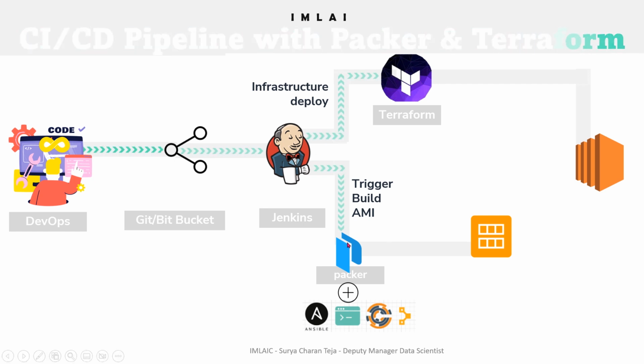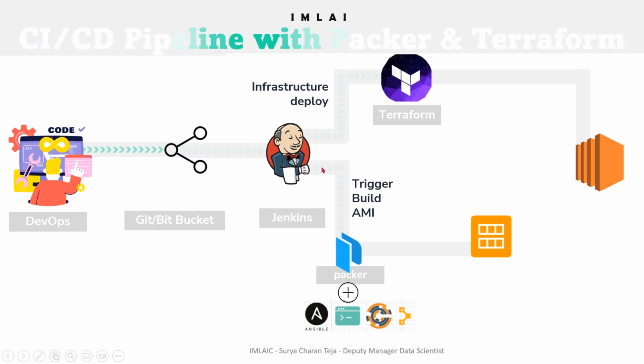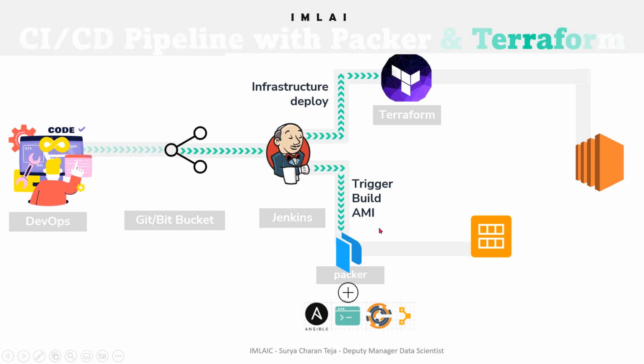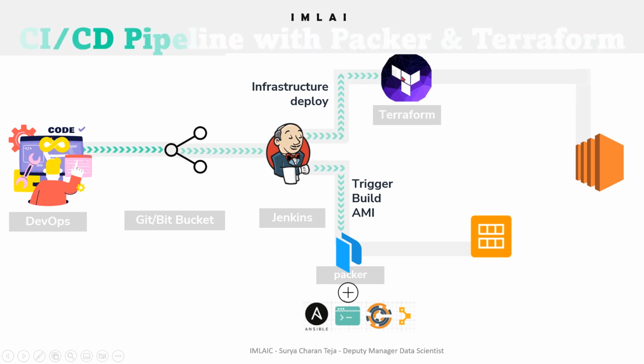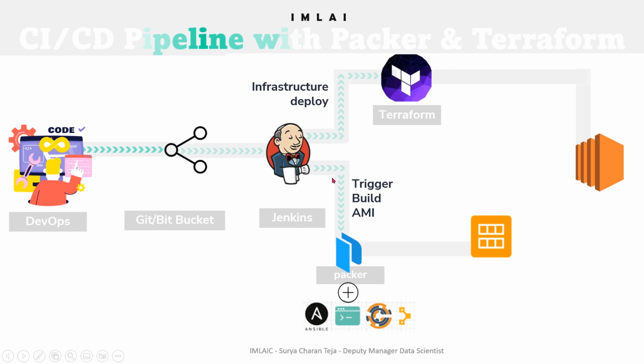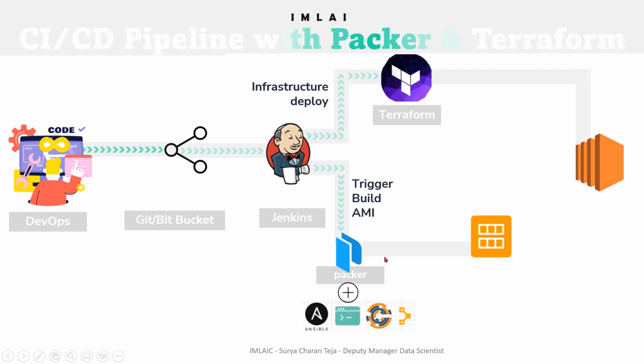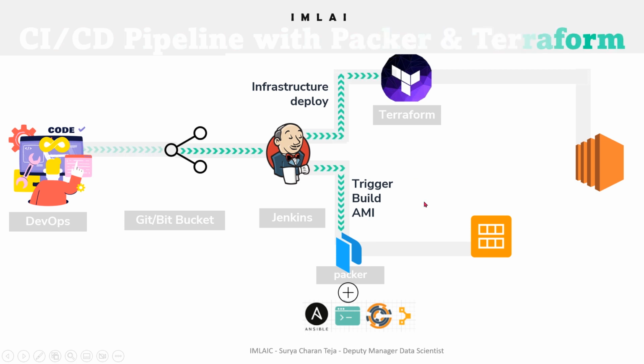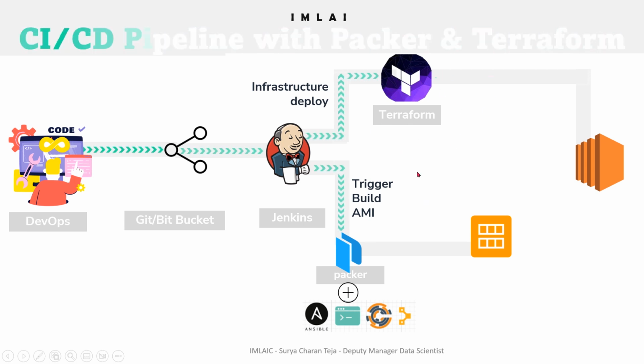So here we will have a Terraform server and a Packer server. For both the servers, the respective files will be sent by Jenkins. Once it is sent, the infrastructure deployment will be done by Terraform. The infrastructure building or creation will be done by Terraform, and the AMI build will be triggered by Jenkins to Packer. So Packer will build the AMI, and Terraform will build the EC2 instance.